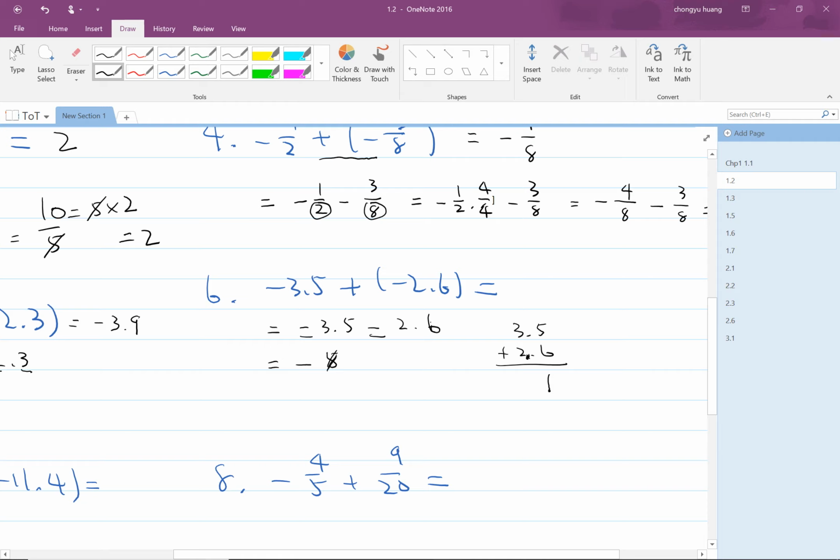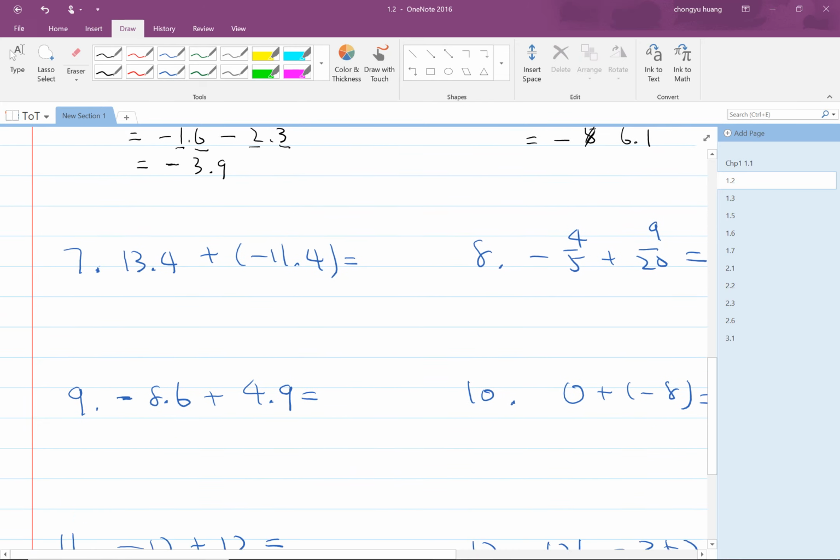And then 3 plus 2 is 5, 5 plus 1 is equal to 6. So it's going to be 6.1. Since those are negative, the answer is going to be negative 6.1. So that's the answer, right? And then let's move on to question 7.